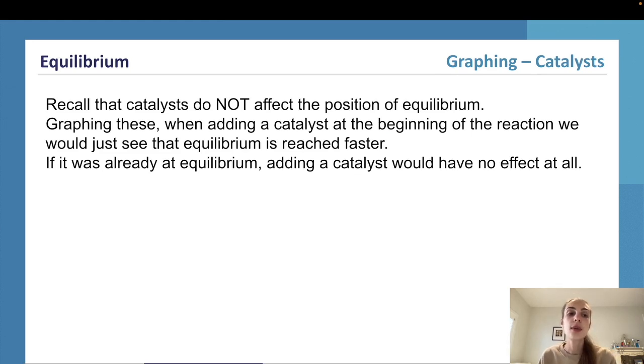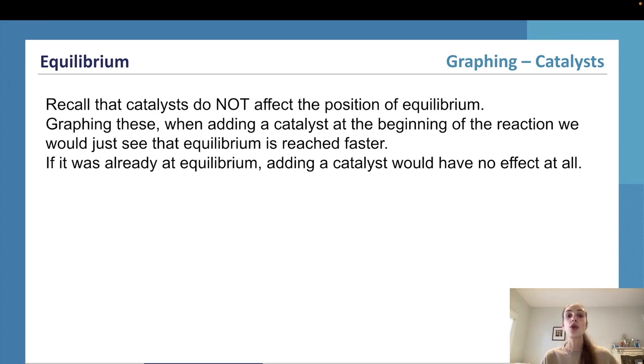So finally, we want to consider how catalysts will affect the graph. So we can recall that catalysts are not going to affect the position of equilibrium. So when we're graphing these, we would see that when adding a catalyst, the beginning of the reaction will just be reached faster. So we will just attain the equilibrium faster, not actually affect the position of equilibrium.